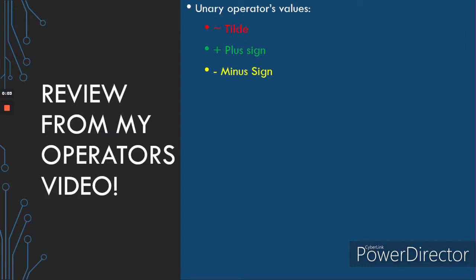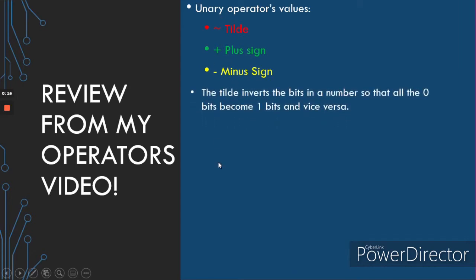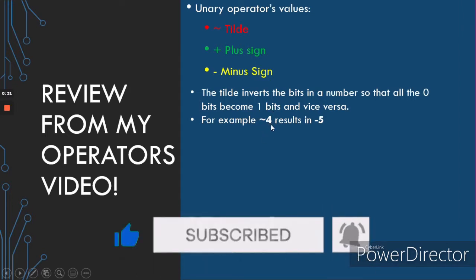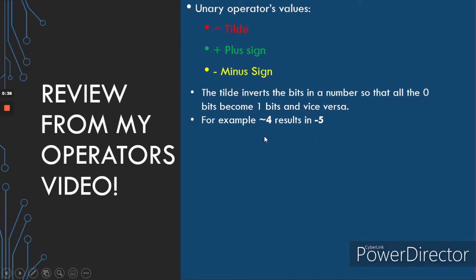Review from my operators video. Unary operators have three values, as you know from the previous video. The three values are tilde, plus sign and minus sign, as you see here. The tilde inverts the bits in a number so that all the 0 bits become 1 bits and vice versa. So I will just tell you in simple words, but before that let's look at the example. See here how it looks in Python. First you put the tilde sign, then any number you would like, and when you enter it you will get the value. For example, if you enter tilde 4, you would get negative 5.